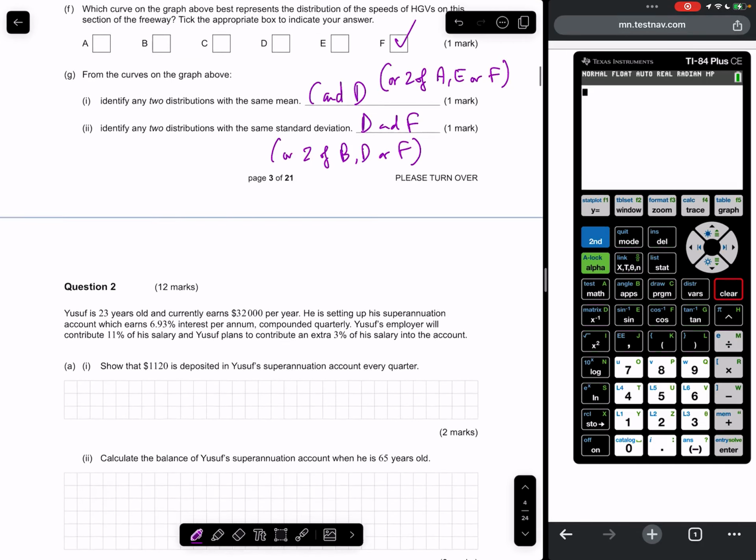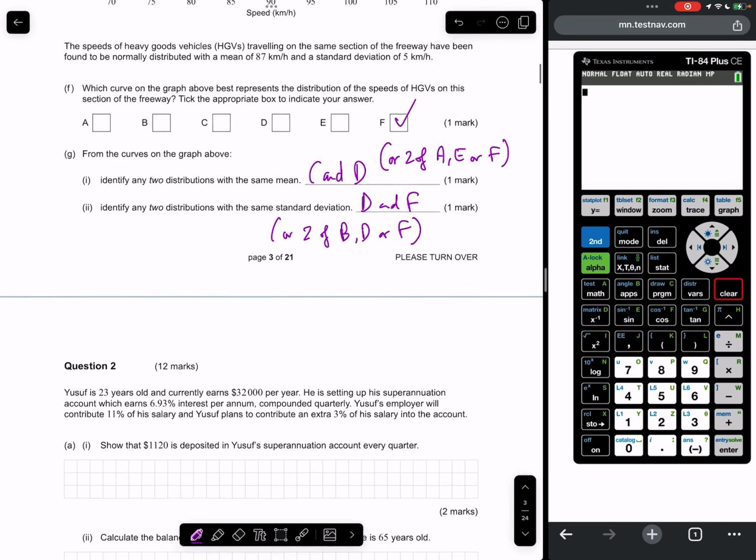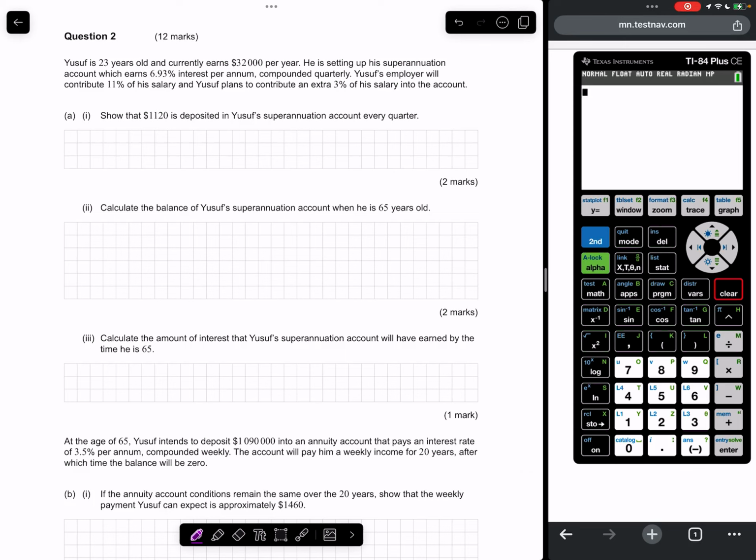Okay, that's page 2 of the test, page 3 of the whole exam, because you've got the front cover. Question 2. Yusuf is 23 years old, currently earns $32,000 per year, setting up his superannuation account, which earns 6.93% per annum, compounding quarterly. Employer contributes 11% of his salary, and Yusuf contributes 11%. He wants to put an extra 3%.